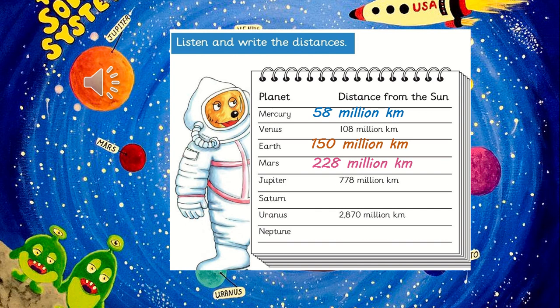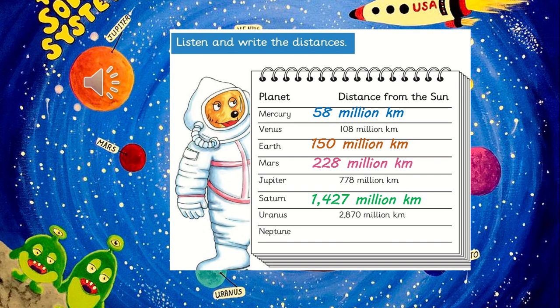My students? How many kilometers? Yes, 1,427 million kilometers. And here we have Uranus. Listen. Uranus is the 7th planet from the Sun. It is about 2,870 million kilometers from the Sun. What about Neptune?